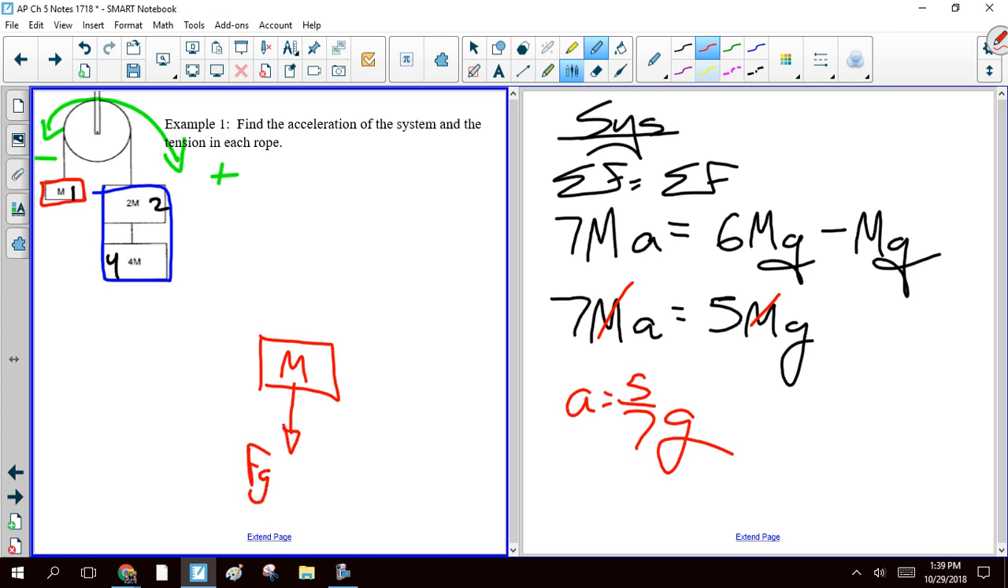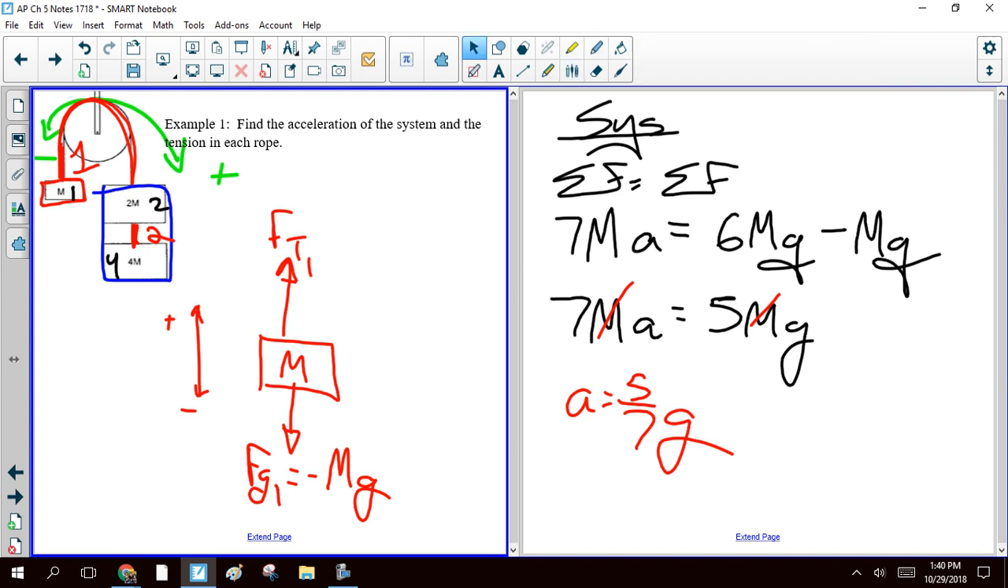Here we go. The force of gravity on block 1 is just negative mg. I'm going to stick with this being negative and this being positive. And then there's a tension force, which is what we need to find. Let's call this rope here rope number 1, and we'll call this rope in here rope number 2. So this is the force of tension in rope number 1.